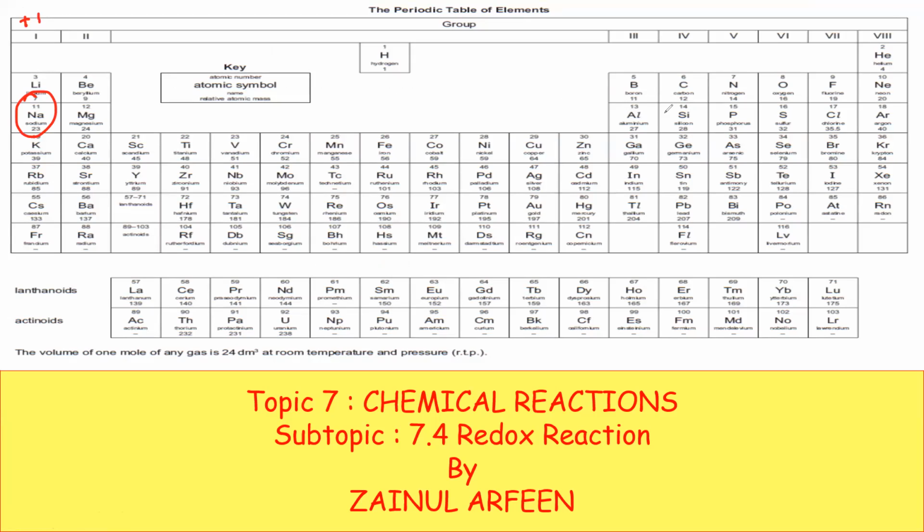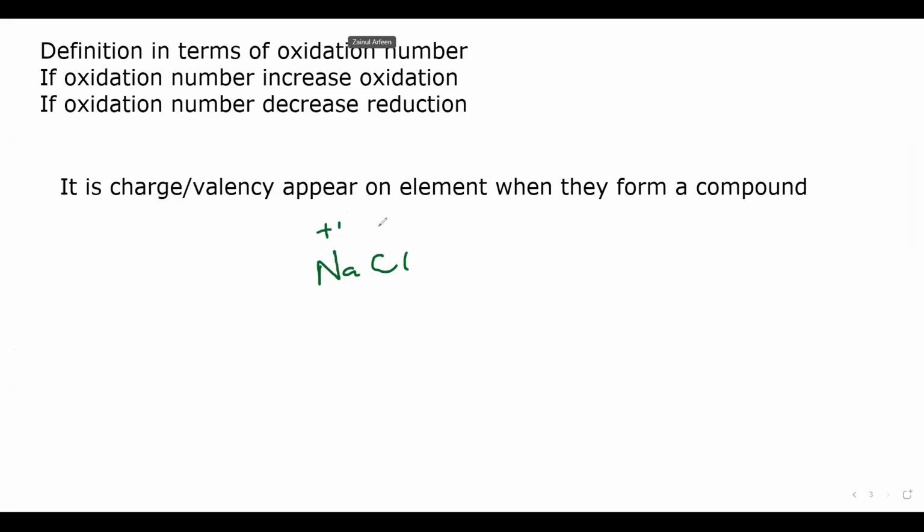Yeah, that's right, Abdullah. And group 7, chlorine, what will be the valency or the charge? That is -1. So valency is a charge that appears on an atom when it is forming a compound. Sodium is +1, chlorine is -1. But when we write them as elements, for example, if I write Na alone, or Cl2, what will be the valency of the element? Valency of all elements is 0.